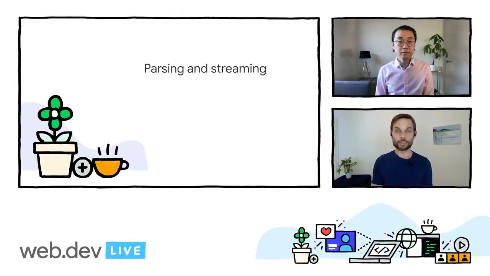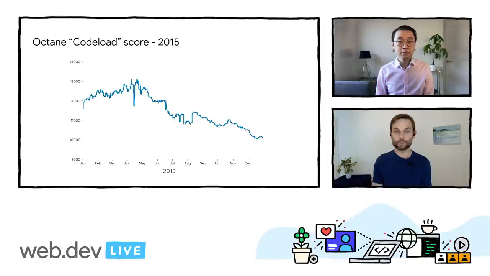When we shipped ES6 back in 2015, we actually saw a big parsing performance drop. Like this is measured on Octane on the code load benchmark. And we had this big drop during this implementation phase. But actually, nowadays, parsing speed doesn't matter as much as you might think.